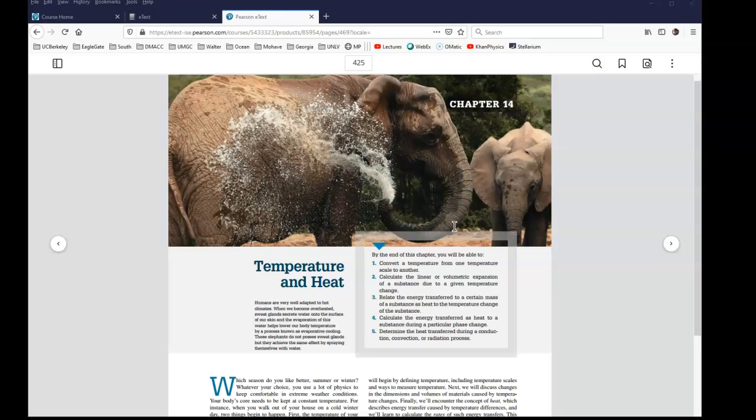I'm hoping that this chapter is going to be easy for you because most likely you have seen most of the material in this chapter in your previous courses, especially chemistry, whether it's high school or college, and probably physical science courses in high school. Okay, so let's get down to it. We begin with the study of temperature.